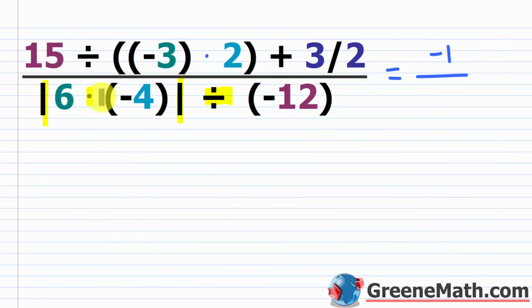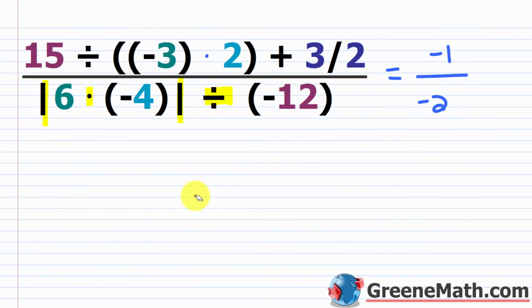So basically, you'd have 6 times negative 4. That's negative 24. So the absolute value of negative 24, if we perform that operation, we get positive 24. So basically what you'd have down here is 24 divided by negative 12, which is going to give me negative 2. Okay, so this is negative 2 down here for the denominator.